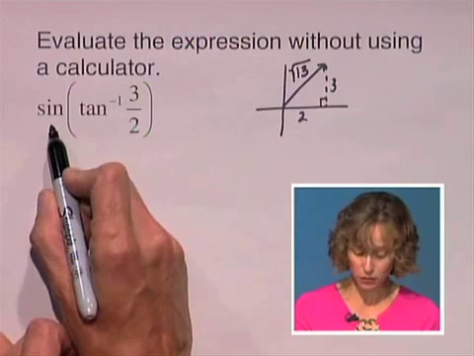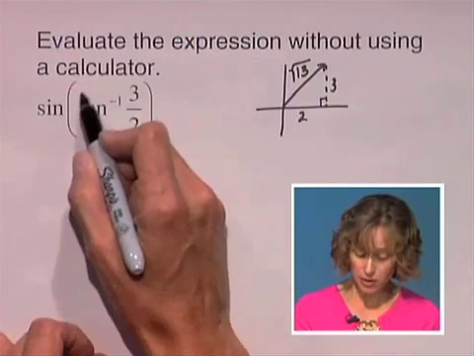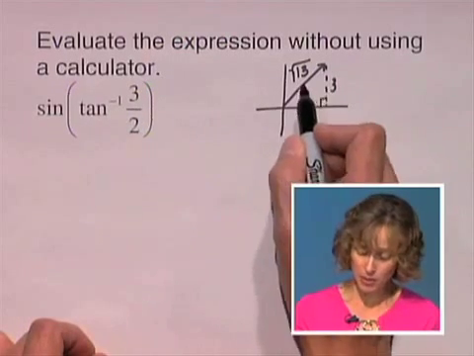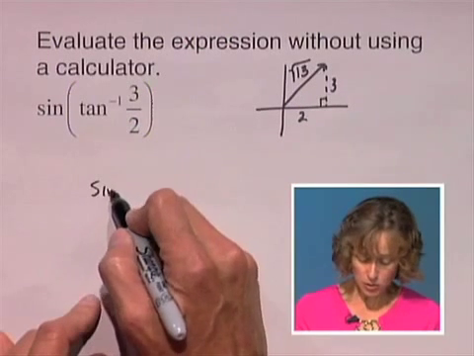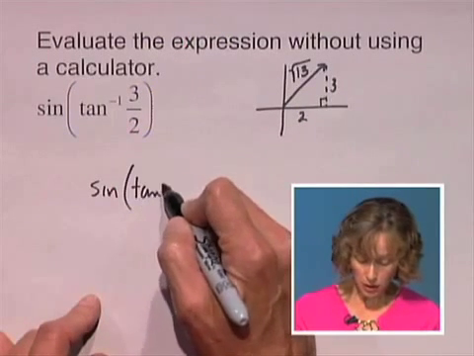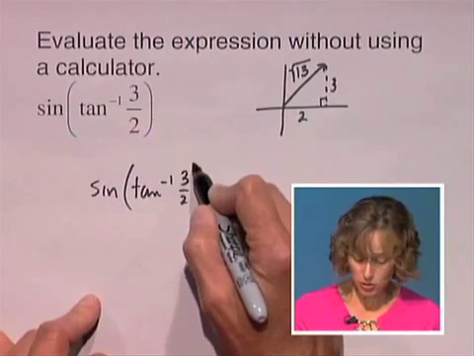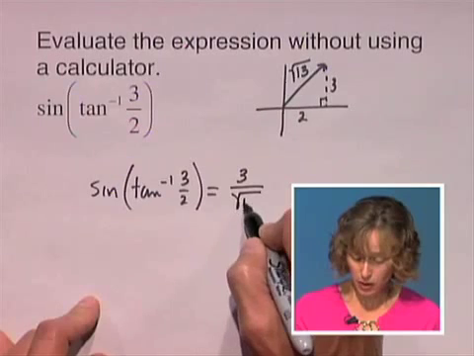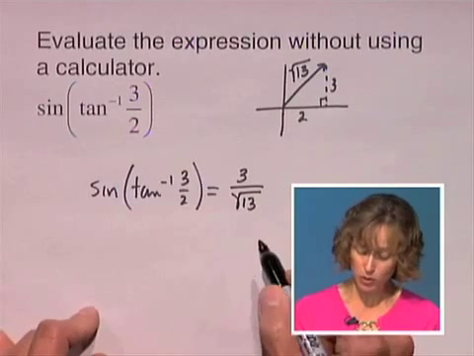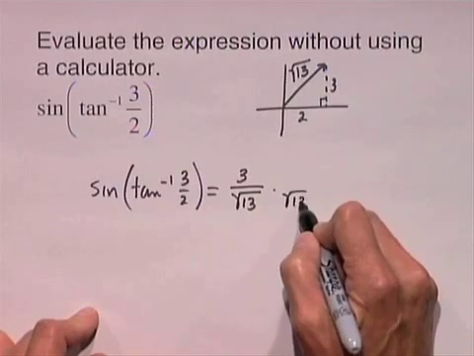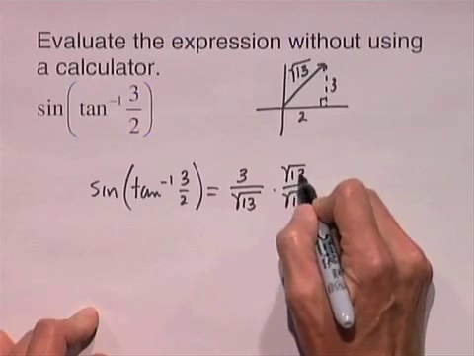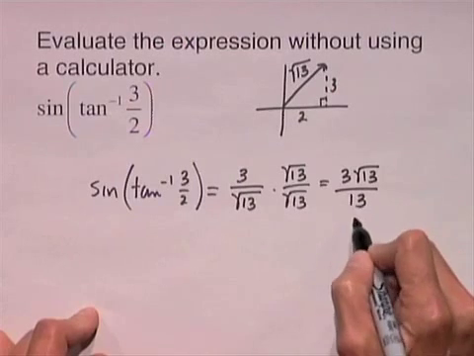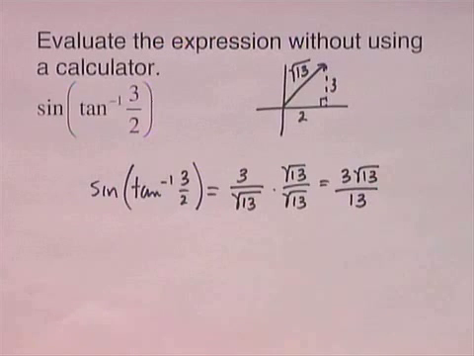Now what I'm interested in finding is the sine of this angle, whose tangent is 3 over 2. The sine is opposite over hypotenuse. So the sine of the angle whose tangent is 3 over 2 is the opposite side over the hypotenuse, or 3 over square root 13. If I rationalize the denominator here, I end up with 3 square roots of 13 over 13 as a result.